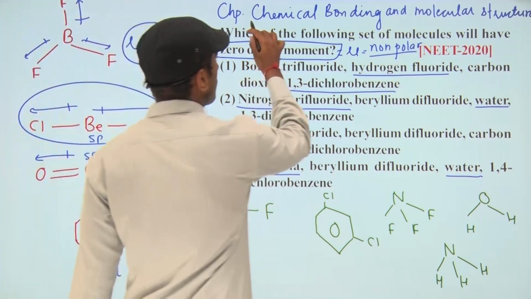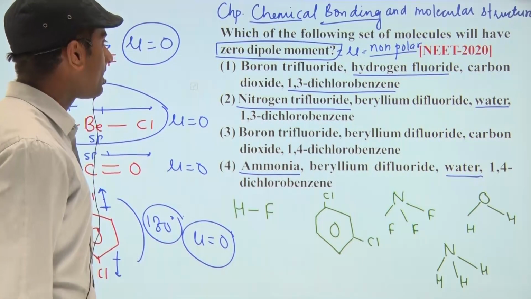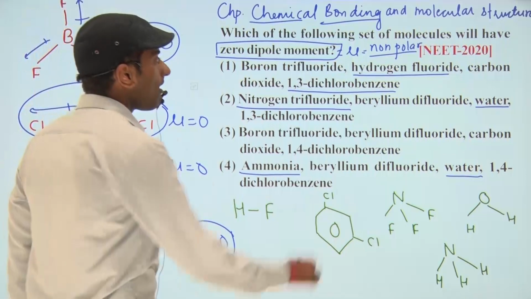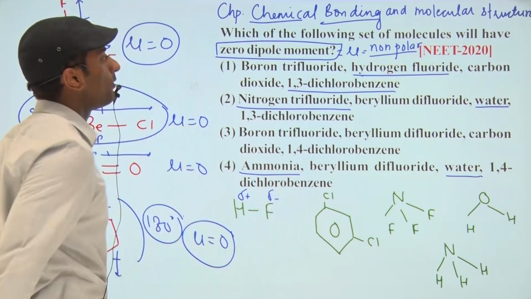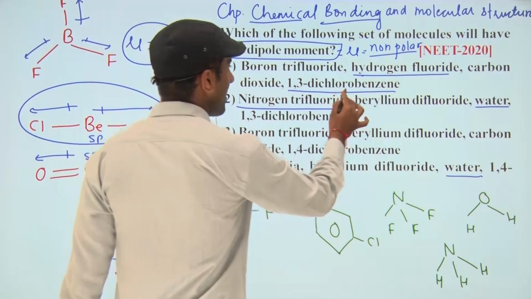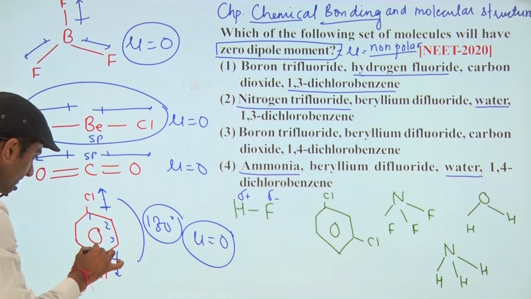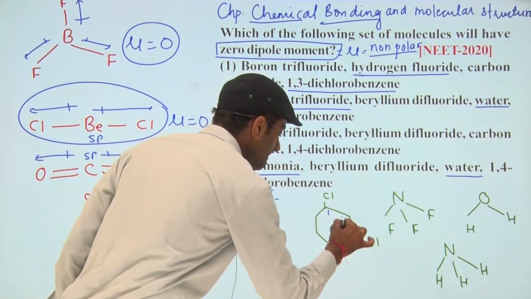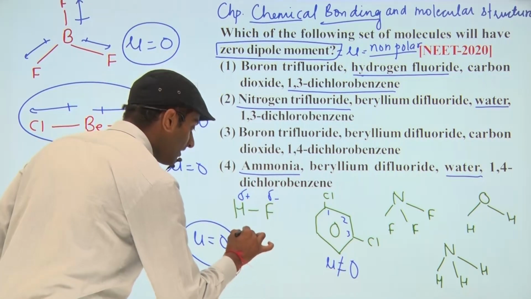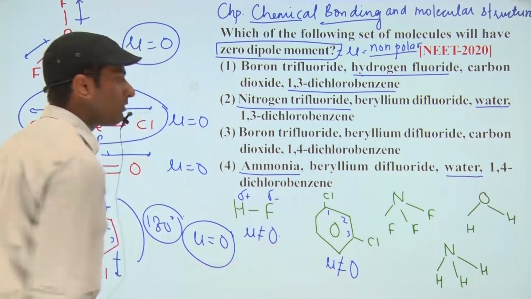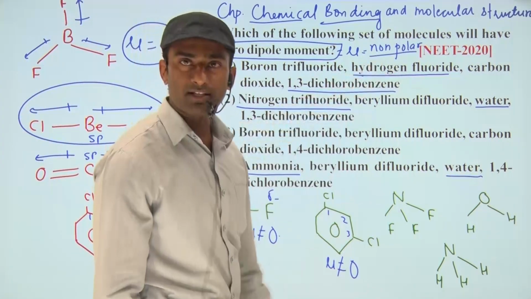Actually, this question is taken from the chemical bonding topic and the molecular structure of 11th class NCERT. And you can see that in the first option, hydrogen fluoride, this is polar. Next, 1,4-dichlorobenzene, and this is the 1,3-dichlorobenzene. Student, here dipole moment is not equal to 0. This is a polar molecule. This is again a polar molecule. So we can say that the first option is not possible because of the presence of these two examples.